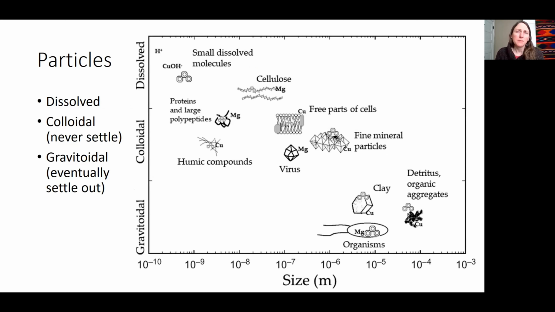So particles can be considered dissolved particles, things like protons, small dissolved molecules. They can be colloidal, which are compounds that are so small they don't really ever settle. So viruses, humic compounds, different parts of cells as they're broken down, polypeptides, pieces of mineral particles. Those might be lifted up and carried by streams, and they'll never actually settle out of solution until they reach the ocean. Or they can be larger particles that are called gravitoidal, which eventually will settle out. So pieces of detritus, organic material, clay, and then you've got your organisms. Unless they are mobile, they will eventually settle. So things like bacteria, and then if they die, obviously they'll settle out, bacteria and other organisms.